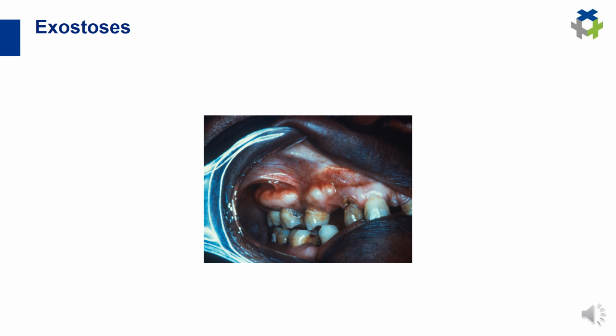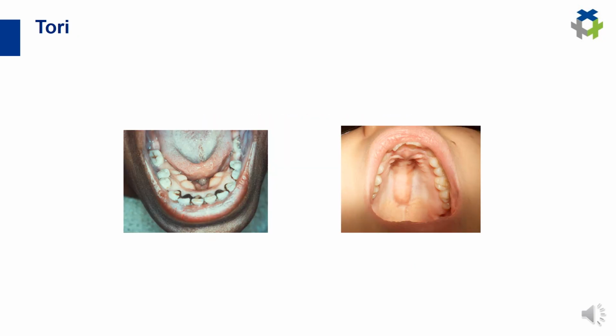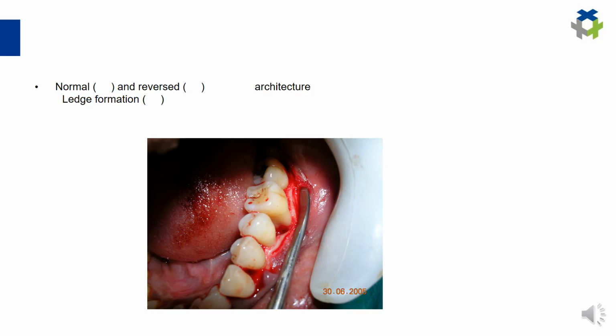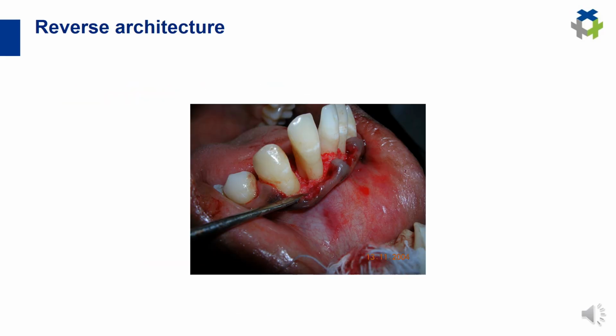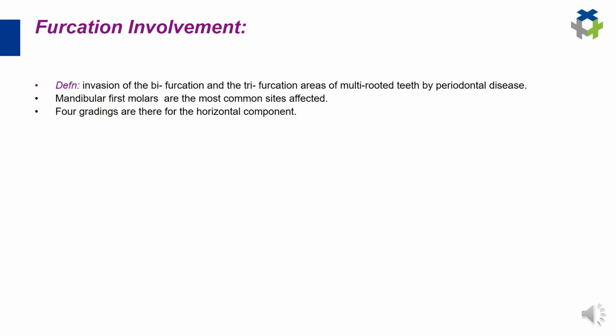This is a picture of exostosis. This is tori. This is a reversed architecture where the buccal bone is affected. This is the furcation involvement, whether it is the involvement of bifurcation or trifurcation of multi-rooted teeth with periodontal disease.